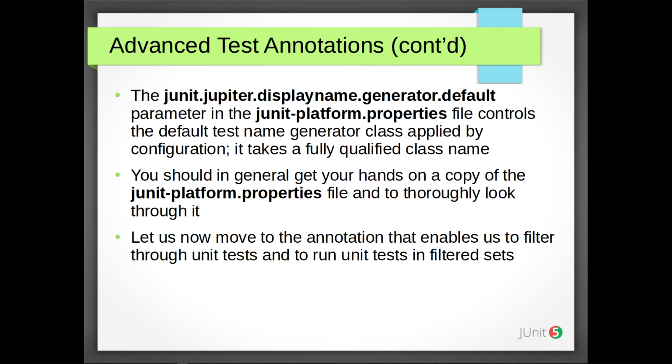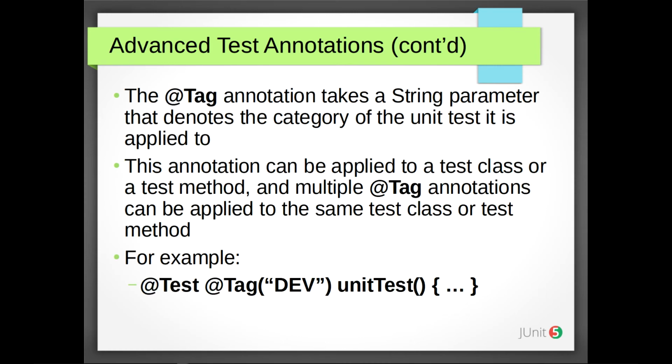Let us now move to the annotation that enables us to filter through unit tests and to run unit tests in filtered sets. The @Tag annotation takes a string parameter that denotes the category of the unit test it is applied to. This annotation can be applied to a test class or a test method, and multiple @Tag annotations can be applied to the same test class or test method.